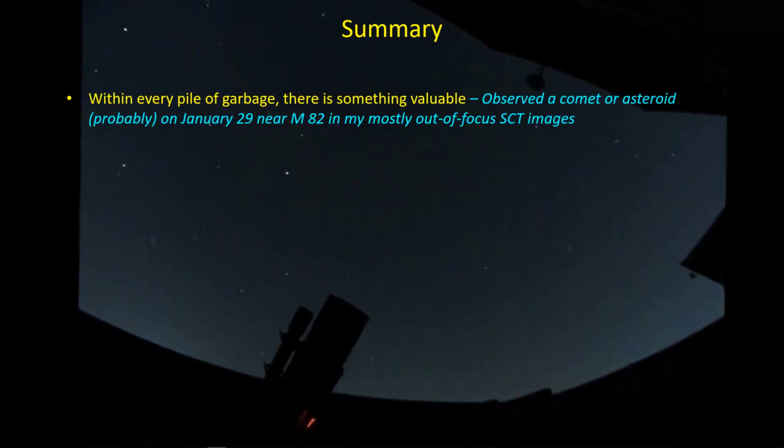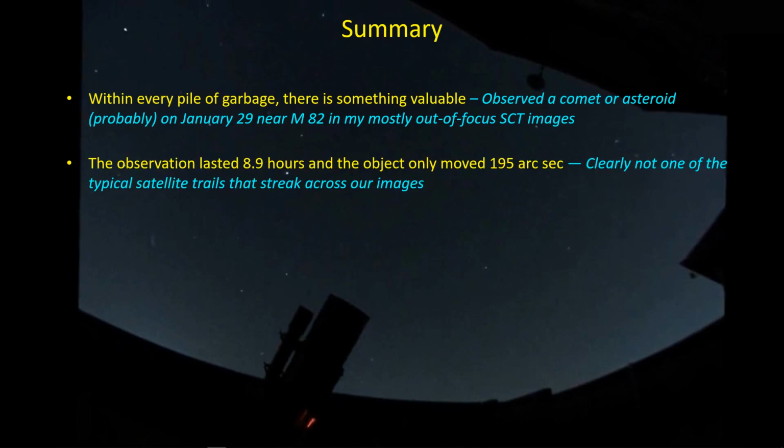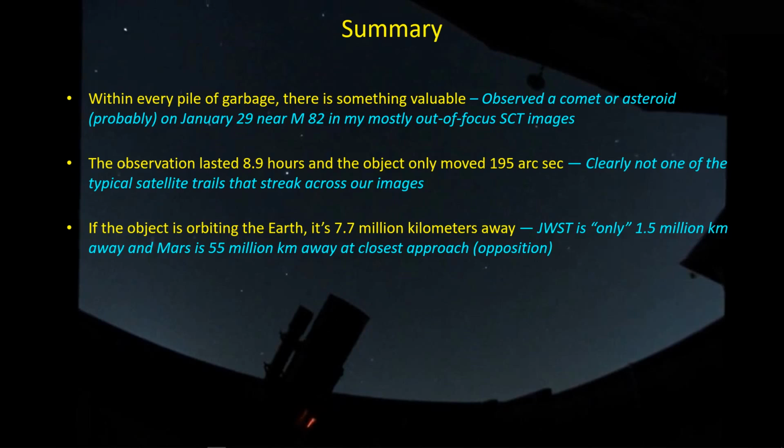Looking on the bright side, I suppose in every pile of garbage there's potentially something of value. In this case, I managed to observe a comet or an asteroid, probably, on January 29th near M82. While most of my images are not useful in terms of making a nice picture of M82, I'm at least able to observe this slow-moving object. The observation lasted 8.9 hours, and the object only moved 195 arc seconds, so it didn't go very fast. It's clearly not one of the typical satellite trails that we see in our images. This one took forever to get across just a little piece of the image over a 9-hour period.